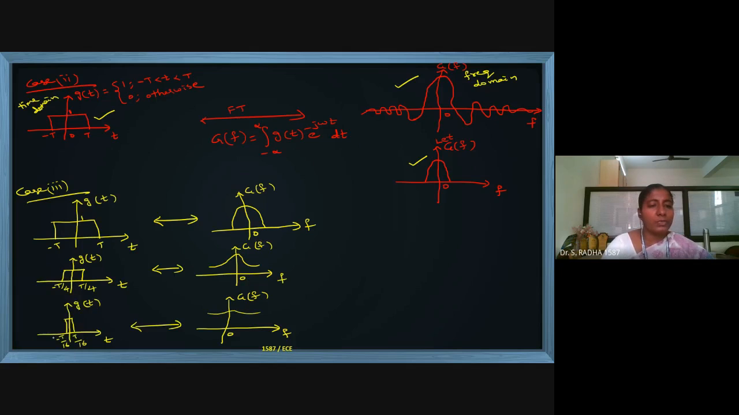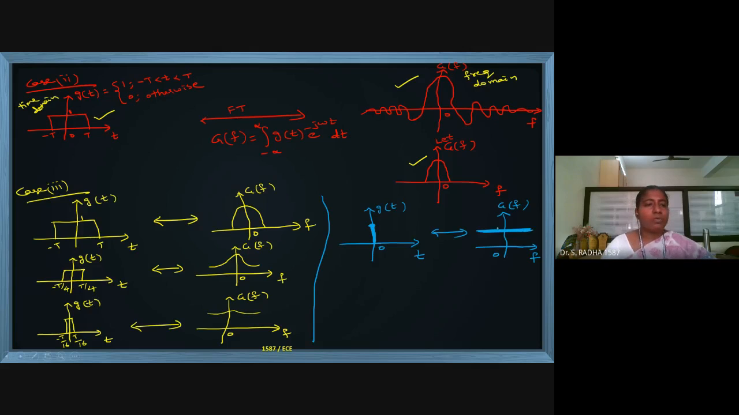Next, one more case I will do. If I take the time domain as strictly a straight line with very small width, if this is my g of t, then in the frequency domain, g of f will be exactly a horizontal line. Okay, this is the diagram. X-axis, y-axis, and this thick one is the diagram.